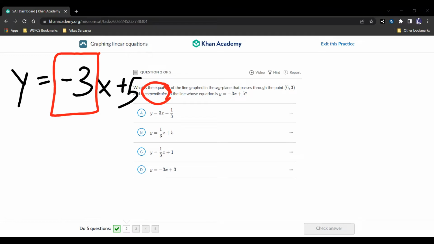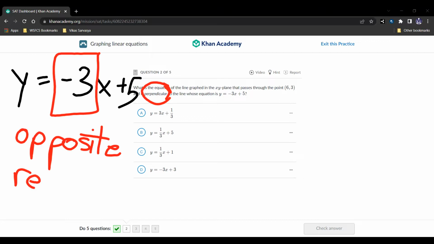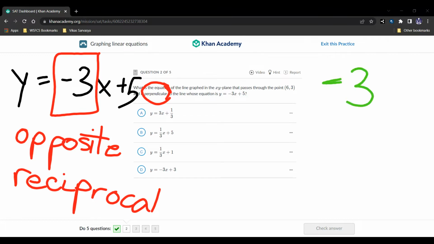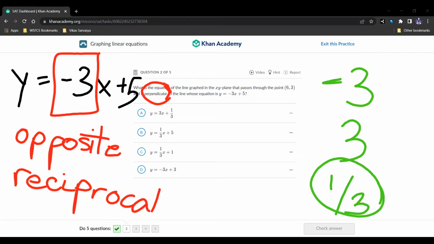So if it's perpendicular, that means we're going to do an opposite reciprocal. That is what it means when we have perpendicular lines. You take the opposite reciprocal, and that is going to be your new slope. So we have -3 as our initial slope. And then the opposite of that is going to be 3, right? We just get rid of the minus sign. The reciprocal of 3 is going to be 1/3. So our new slope is going to be 1/3.